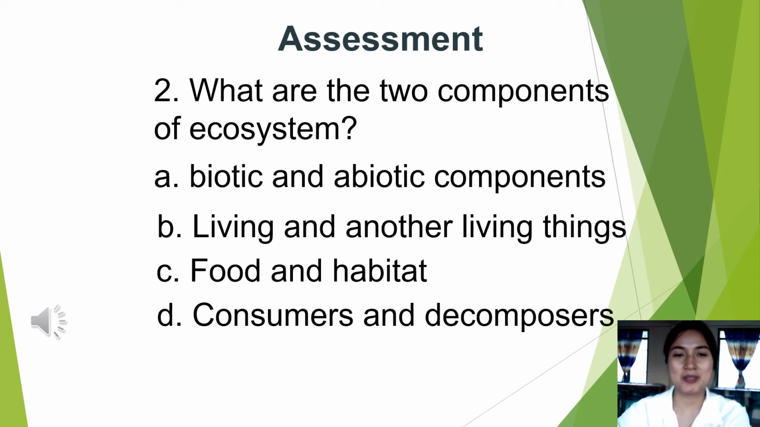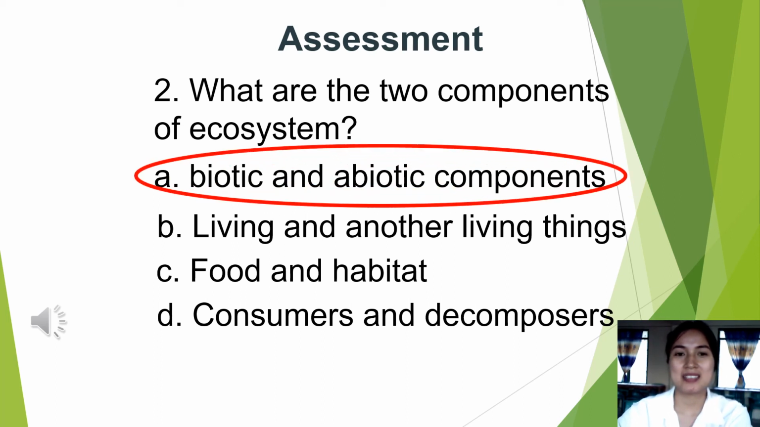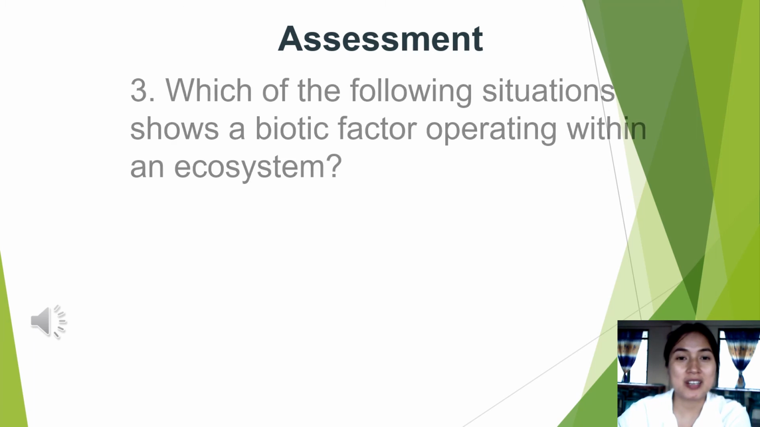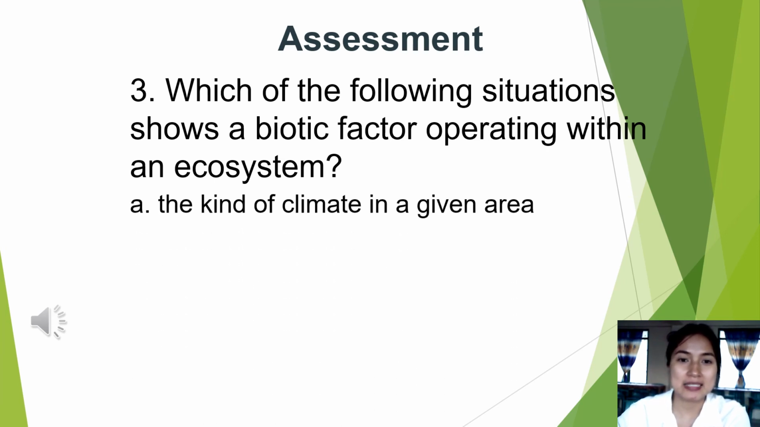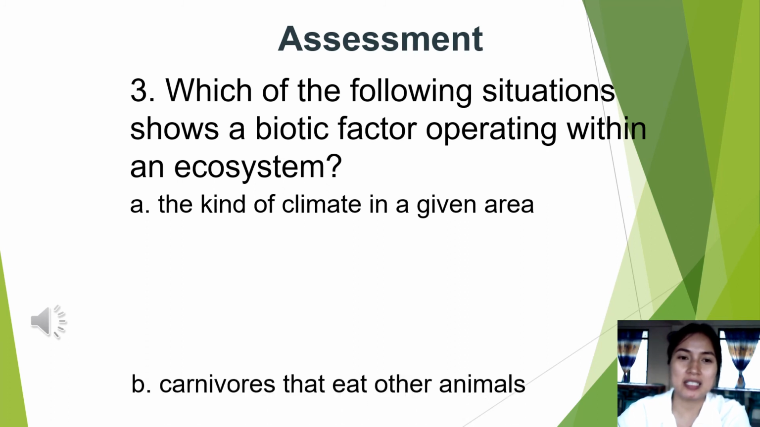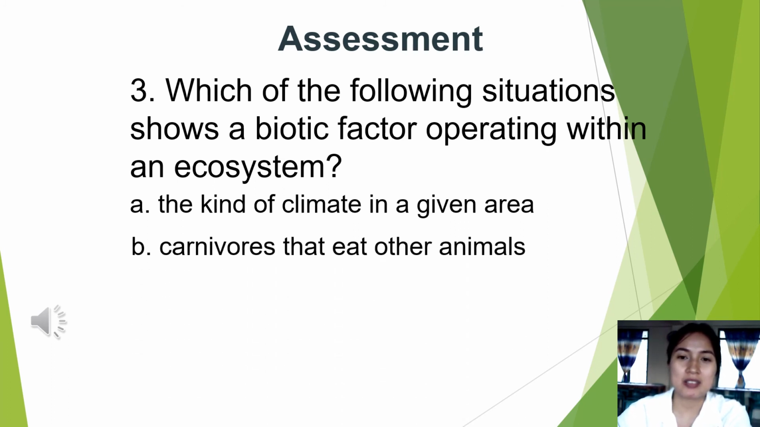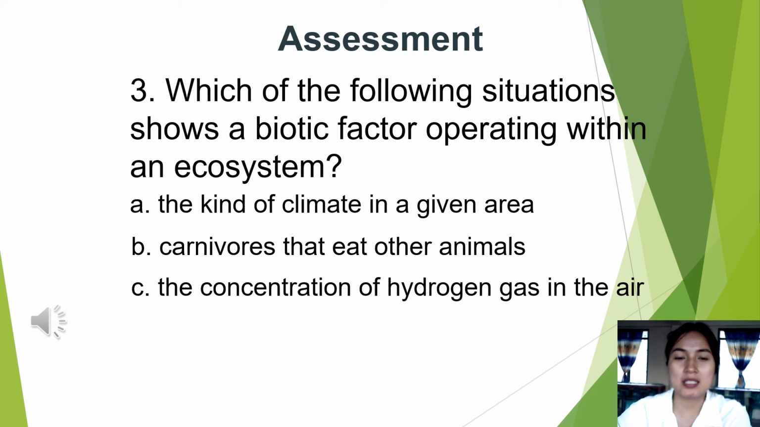Okay, for number 2, the correct answer is letter B. Very good. Biotic and abiotic components. Okay, for item number 3, which of the following situations shows a biotic factor operating within an ecosystem? A. The kind of climate in a given area. B. Carnivores that eat other animals. C. The concentration of hydrogen gas in the air. Or letter D. Consumers and decomposers.